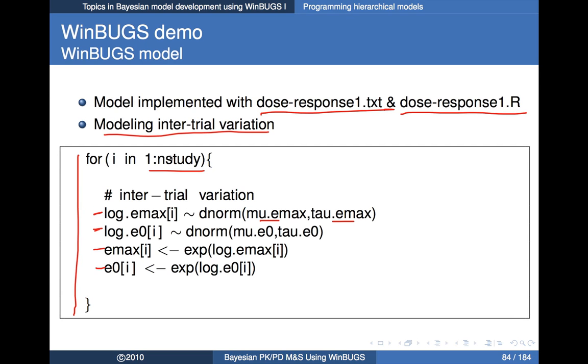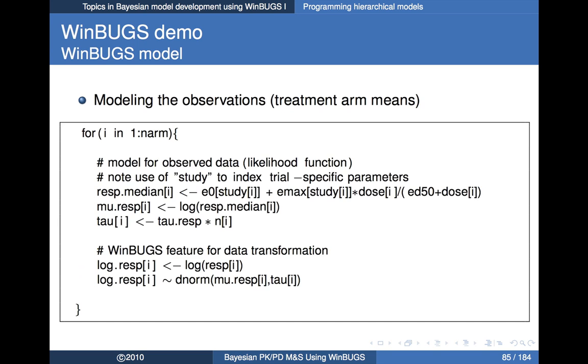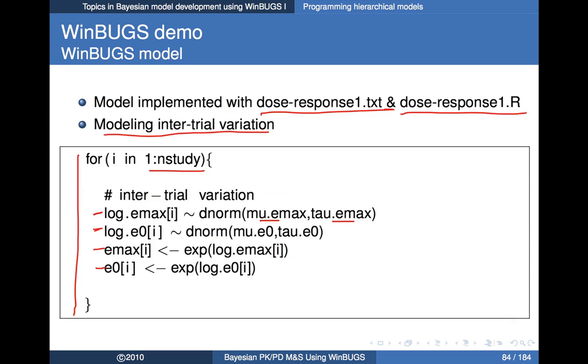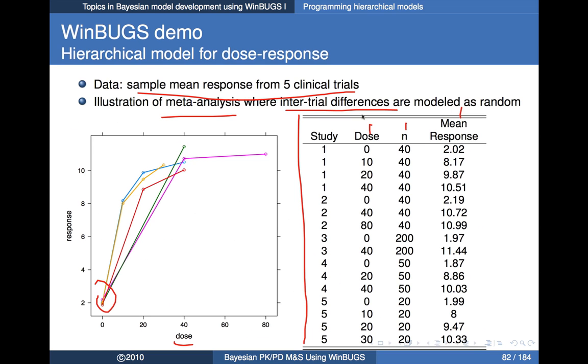Okay, so again, we're looping over the studies here to generate our random effects. Then we're going to have a second loop that's going to loop over all of the treatment arms for all of the studies. So narm is going through all of them. If we go back to our data set, for example, if you count these up, what do we got here? 1, 2, 3, 4, 7, 9, 12, 16. I think we have 16 rows here. So our narm would be 16 in this case.